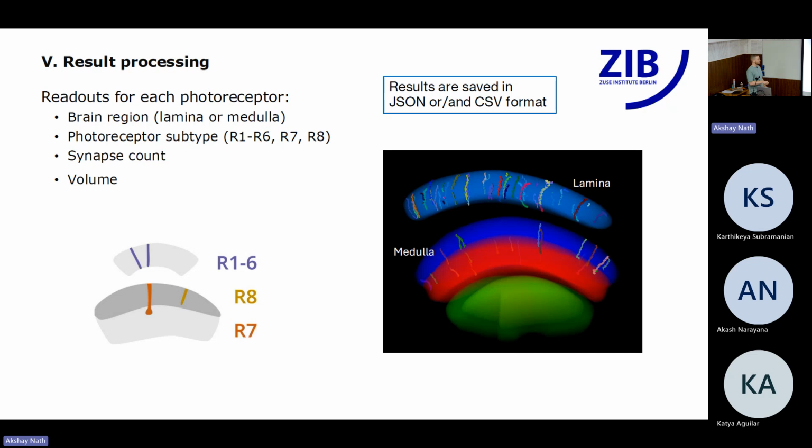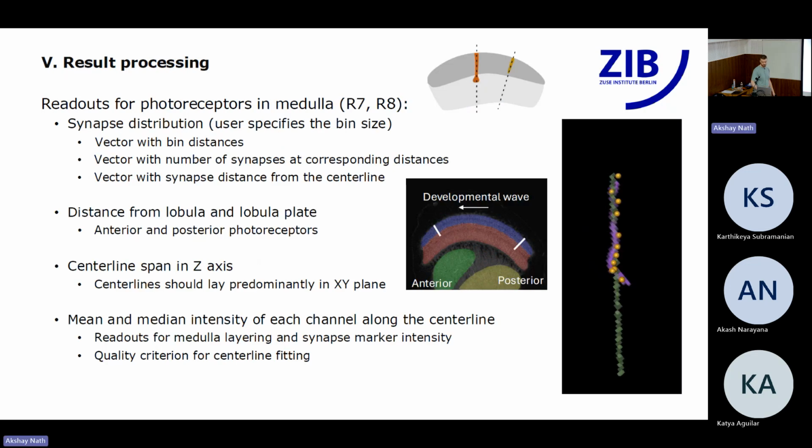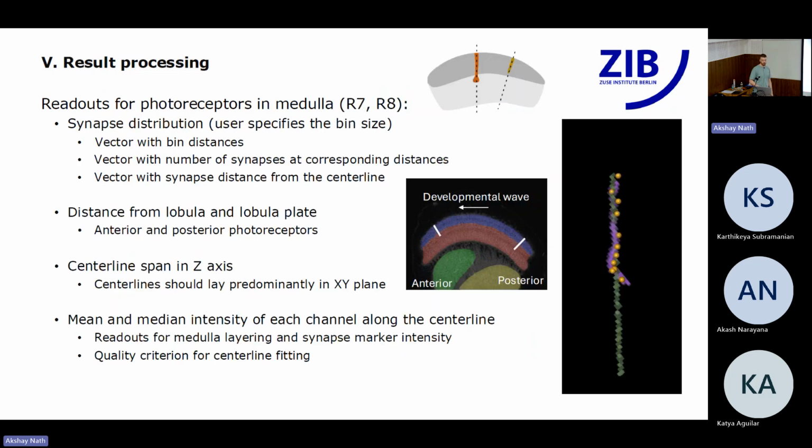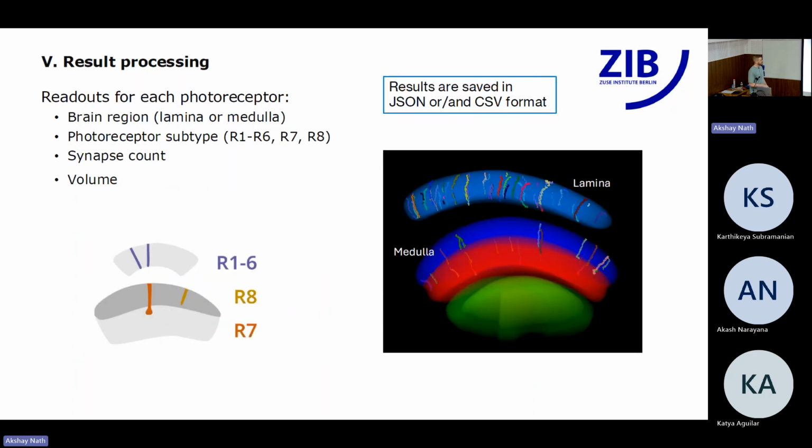So for each photoreceptor, we also have the synapses assigned to it: the synapse count, and the volume of the photoreceptor in voxels. I didn't mention that all the results are saved in JSON or CSV format, configurable in the config file. But as I mentioned, the photoreceptors in medulla are of higher interest, so for those we actually want to have some additional readouts.